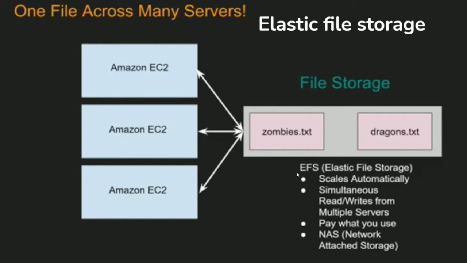Let us see an example. I have a text file called zombie.txt. The three Amazon EC2 instances can access the text file and edit it simultaneously. It is pay what you use, and it is based on network attached storage.